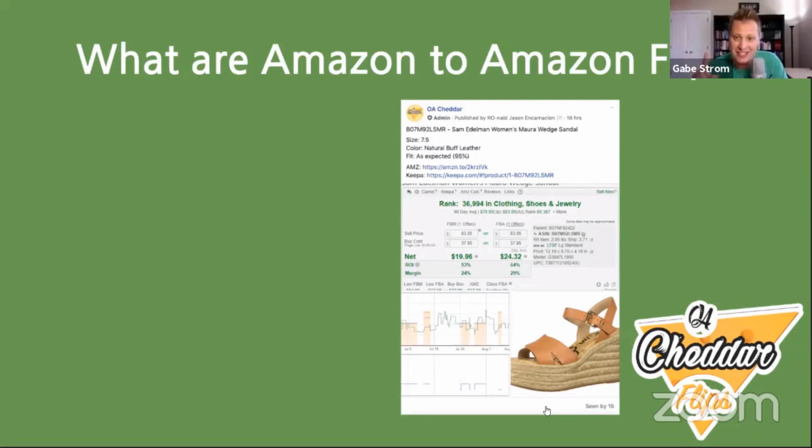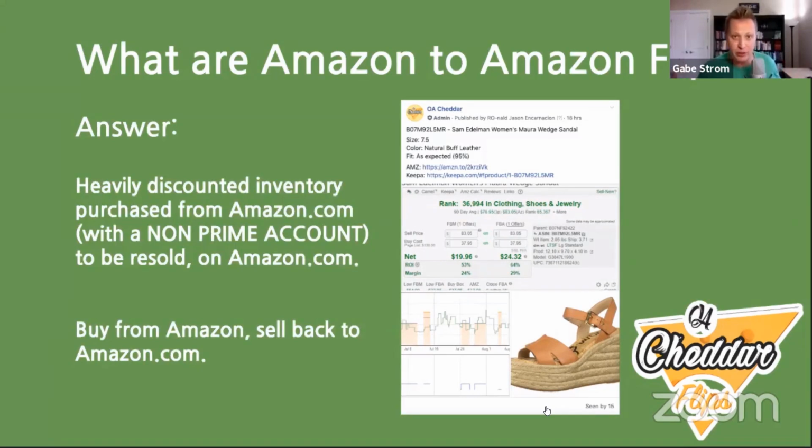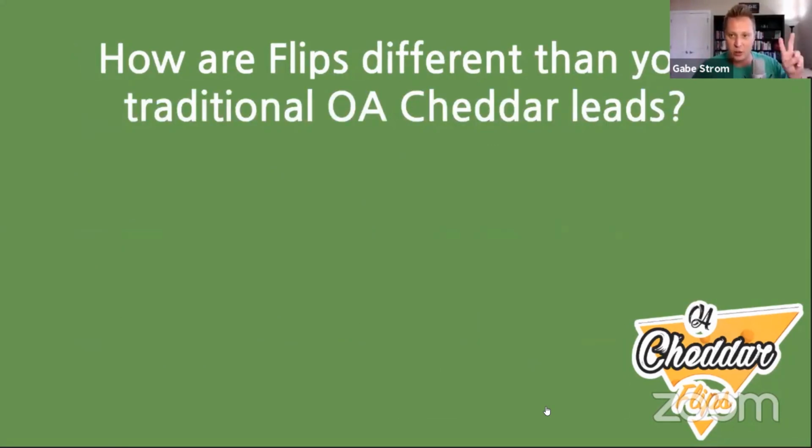For those of you that missed last week's webinar, I'm going to take just 2 minutes right up front and educate you on the basics of flips. So what are Amazon to Amazon flips? Very simple. These are heavily discounted inventory that you can purchase from Amazon.com with a non-Prime account, and we're going to talk about that, and then resell back on Amazon. So you're buying from Amazon, selling on Amazon. That leads to a second question that I realize a lot of you may be thinking: if you're buying, how are flips different from our traditional OA Cheddar leads?